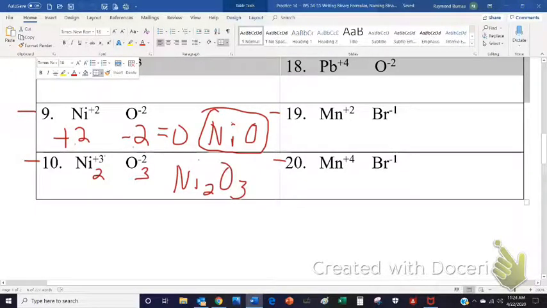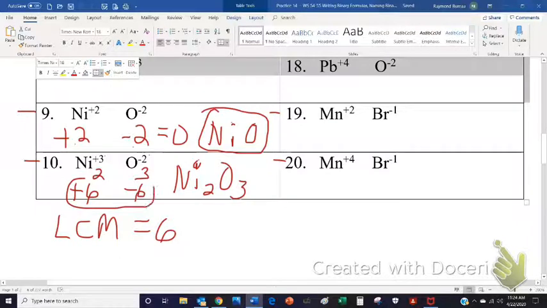Ni2O3. And then reduce if necessary. Of course, 2 and 3 won't reduce. Again, though, that's because the LCM, the least common multiple, is 6. So +3 twice is +6, and -2 3 times is -6, and that's going to give us the 0, meaning nickel 3 oxide is the answer to number 10, Ni2O3.